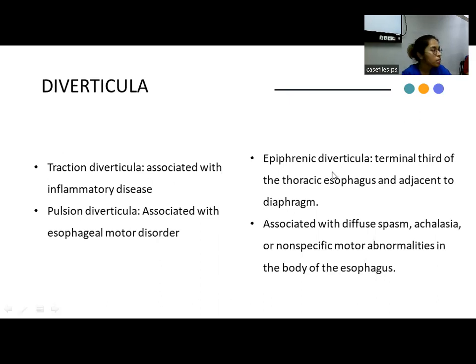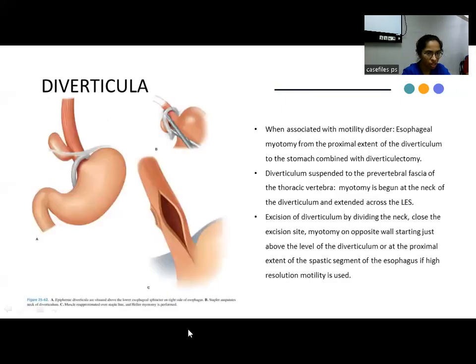Epiphrenic diverticulum is a type of pulsion diverticulum, which is usually seen in the terminal 1/3 of the thoracic esophagus, and it is seen adjacent to the diaphragm. And they're usually associated with diffuse esophageal spasm, achalasia, or non-specific motor abnormalities in the body of the esophagus. Here we can see a diverticulectomy being performed.